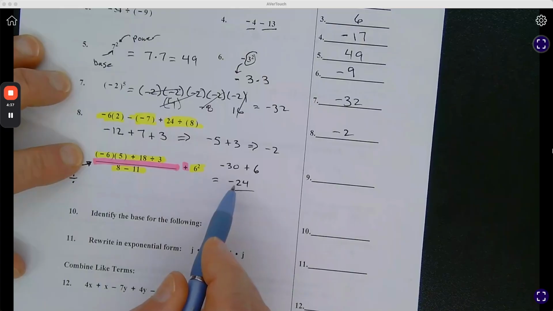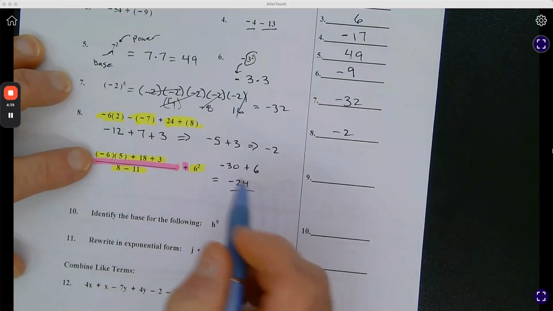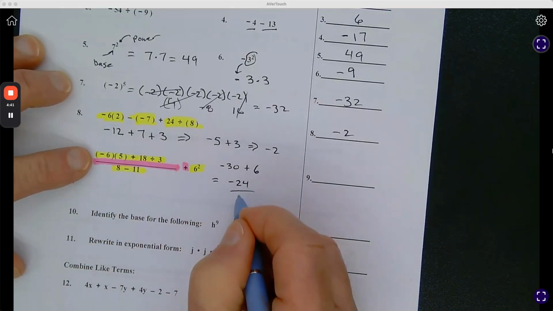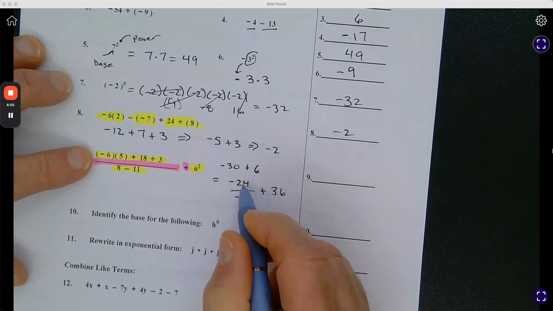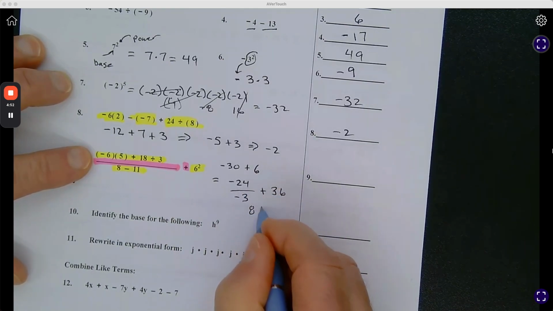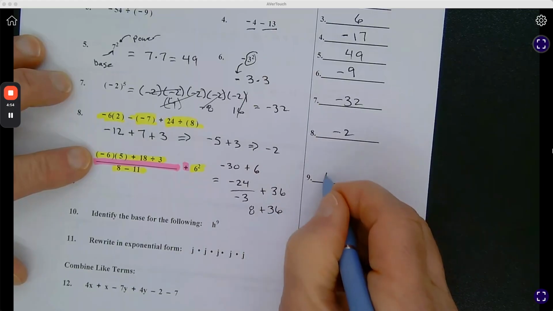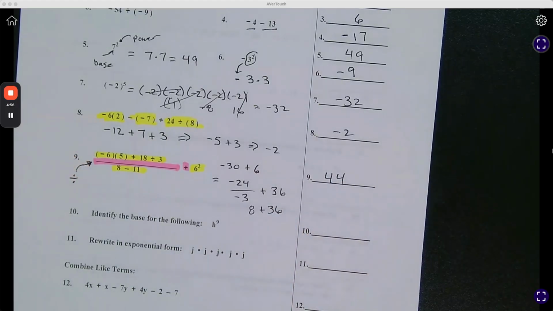That is the numerator. The denominator is 8 minus 11. 8 minus 11 goes past 0 into the negatives. So that's negative 3 plus 6 squared. 6 squared is 36. That is a negative divided by a negative. That's positive 8 plus 36. Add them up. You get 44.